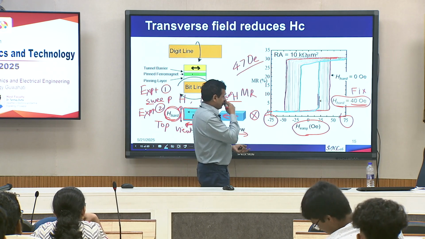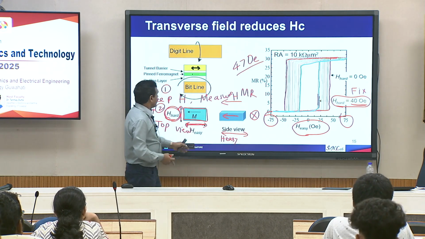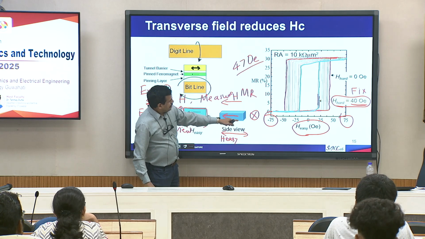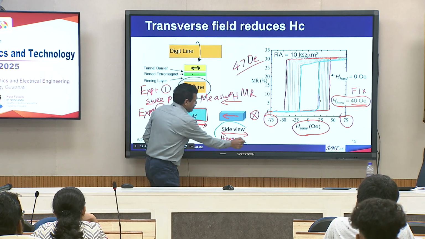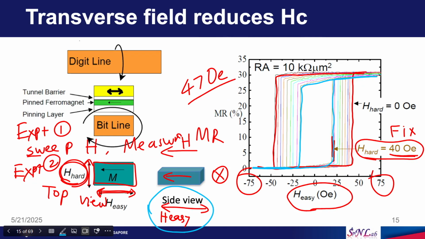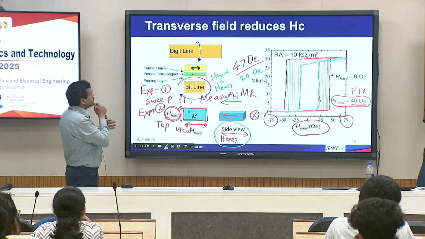Coercivity has reduced. So, when you measure the hysteresis loop of a sample with only one magnetic field sweeping, you have a coercivity of 47 Oersted, but when you have magnetic field in the easy direction and hard direction, in the presence of two magnetic fields, now the coercivity has reduced to something like 20 Oersted. So, that is what you see here. This is what we do in selective switching.